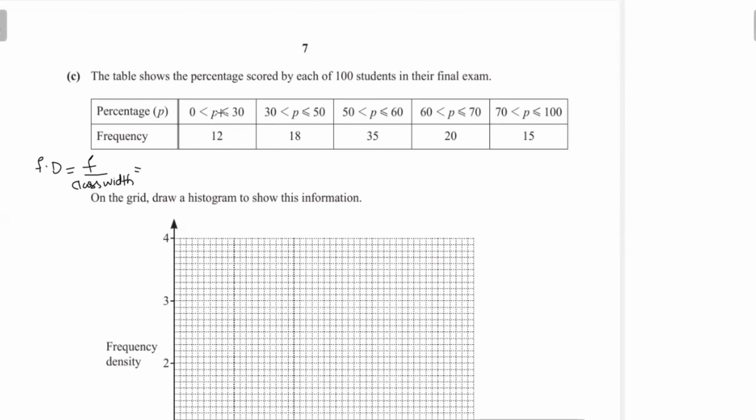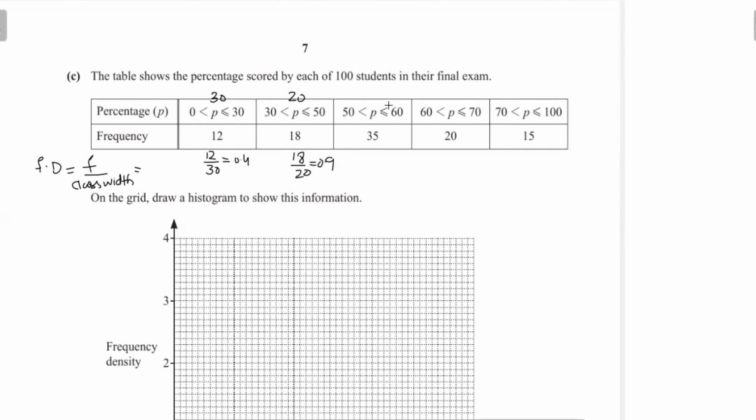You see here the frequency is 12 and the class width here is 30. Therefore, we write 12 over 30. That will be equal to 0.4. Next interval, the 30 to 50, the class width is 20. The frequency density will be equal to 12 over 20. And this will be equal to 0.9.